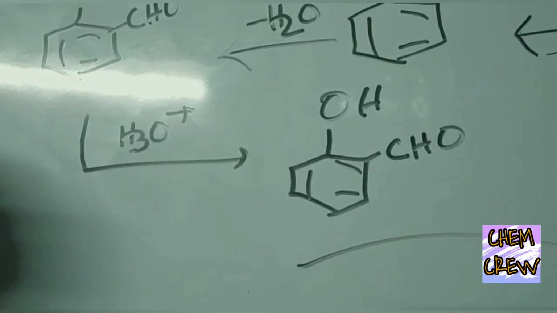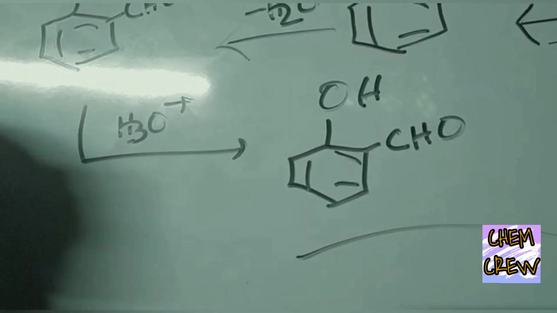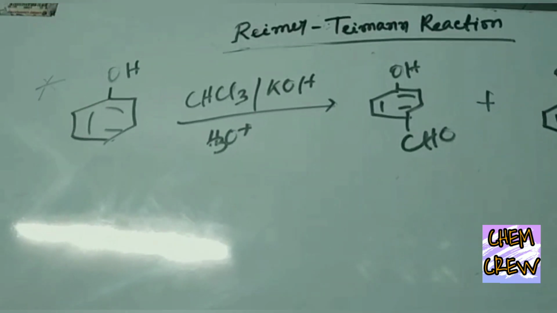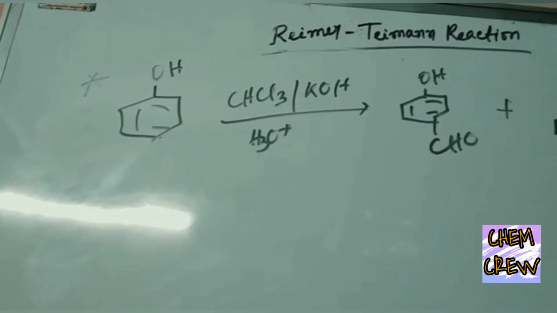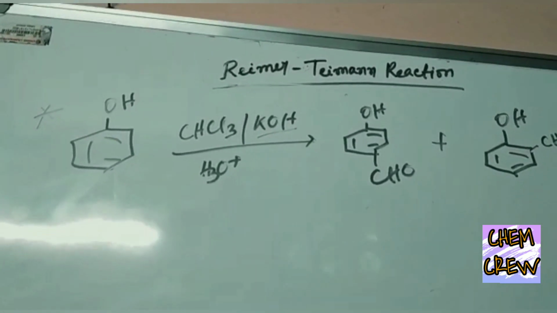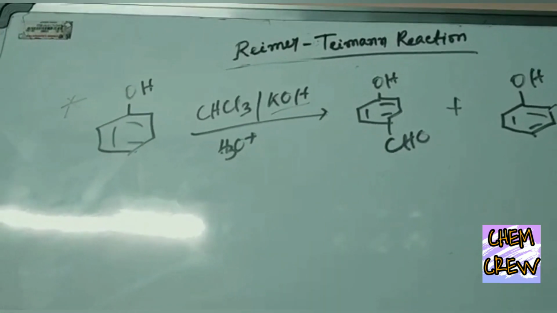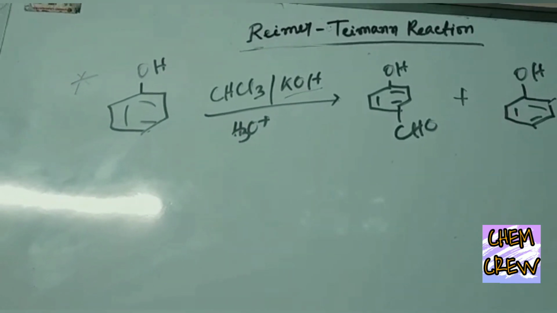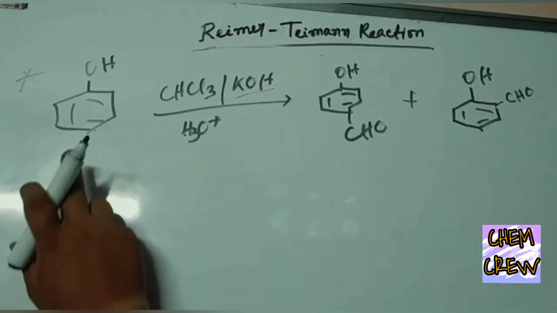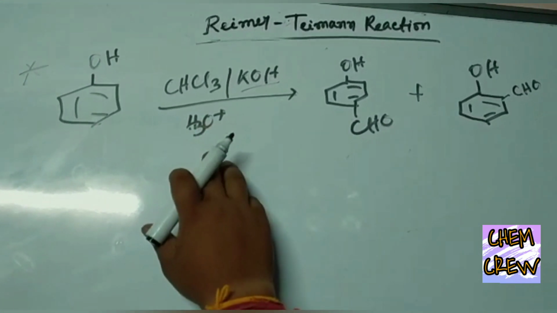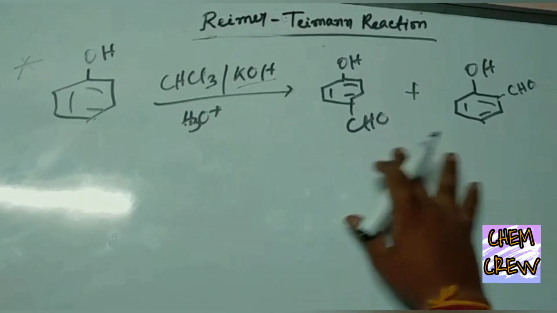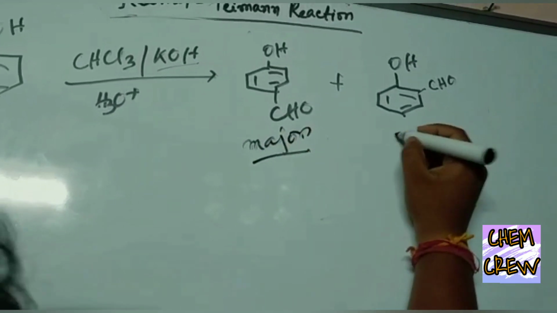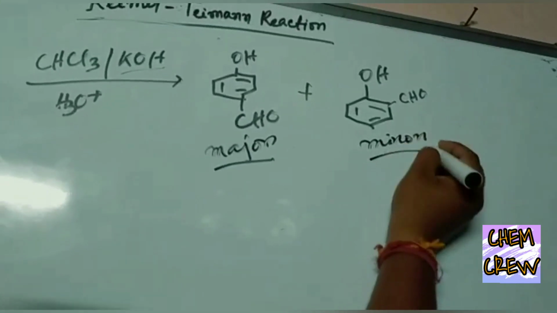The para isomer is obtained through a similar pathway. In this reaction, instead of NaOH, we can use KOH. On reaction with NaOH, phenol produces a chelate compound but not with KOH. So phenol reacts with the Reimer-Tiemann reagent and produces two products. This is the major product, ortho, and this is the minor product, para.